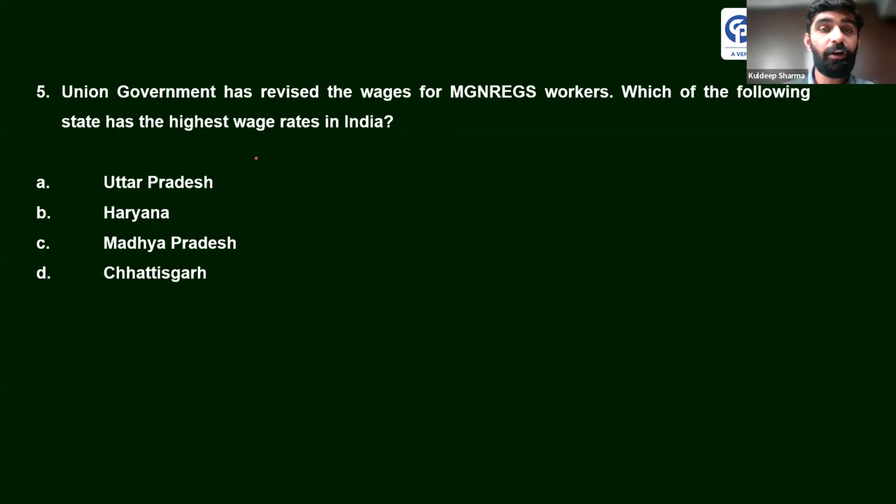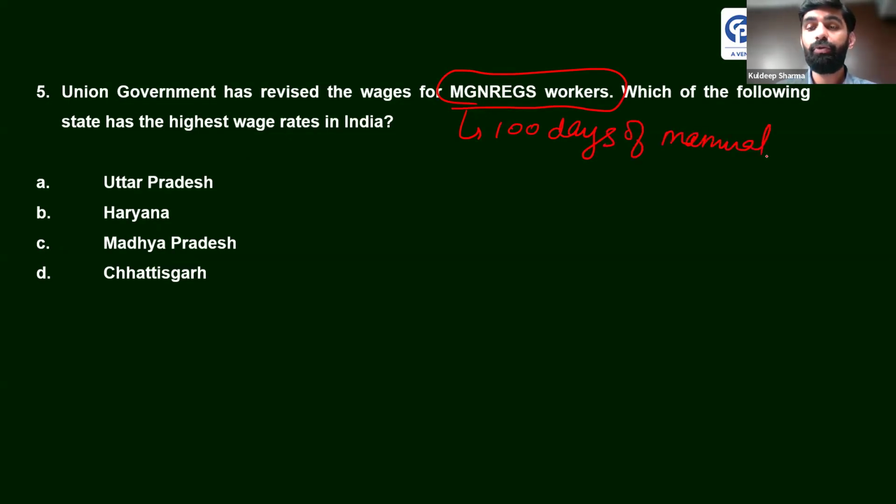Next question. So the Union government has revised the wages for the MGNREGA scheme or NREGA scheme. Which of the following states has the highest wage rate in India? Under the MGNREGA scheme, there is a guaranteed 100 days of manual unskilled labor work to all rural households. Unskilled manual labor work for 100 days would be provided to any rural household that asks for it under the MGNREGA scheme. Since different states can have different wage rates under MGNREGA, you have to tell me which state has the highest wage rate.